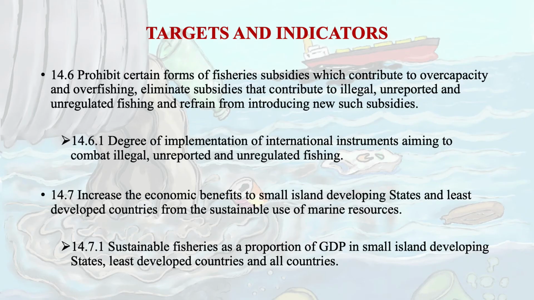So to look into that progress, we need to look into sustainable fisheries as a proportion of GDP in small island developing states, least developed countries, and all countries. For every country, what is the contribution of sustainable fisheries to their national GDP?